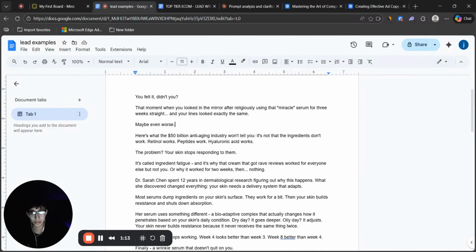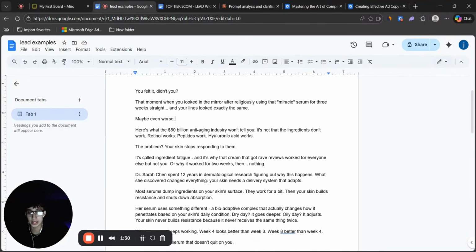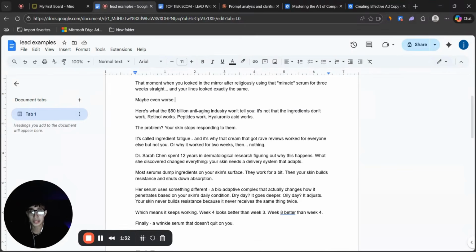"Or maybe even worse. Here's what the $50 billion anti-aging industry won't tell you. It's not that the ingredients don't work. Retinol works, peptides work, hyaluronic acid works. The problem? Your skin stops responding to them. It's called ingredient fatigue." And nowhere else in this ad copy do you see anything else. One big idea, ingredient fatigue. It gets them centered on it. And guess what? The rest of your ad copy would talk about ingredient fatigue.